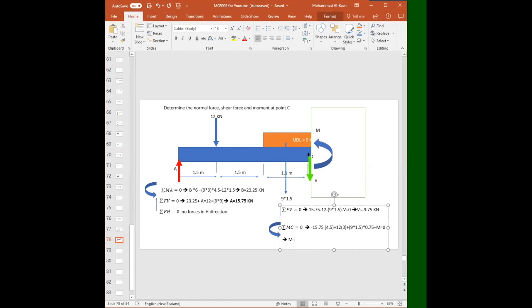So the answer is 24.75. Don't forget the units, guys. Kilonewtons times meters. Please, I will be very, very tough with marking your final answer. If units are missing, you lose marks. You don't need to write tons. It's not tons. The right unit is kilonewtons times meters.